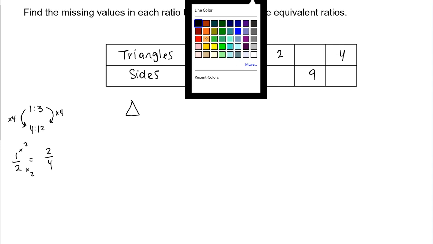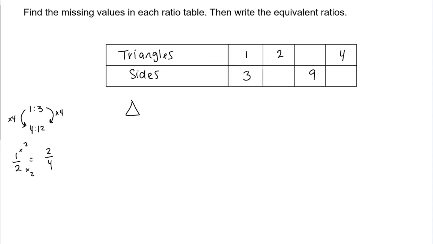So let's use a different color. All right, so because the original ratio is 1 triangle to 3 sides, you can repeatedly add 1 to the first row and 3 to the second row. So if we do this, we're going to add 1, we're going to add 1, and we're going to add 1. Now down here, because it's 1 to 3, we're going to add 3 to each cell.